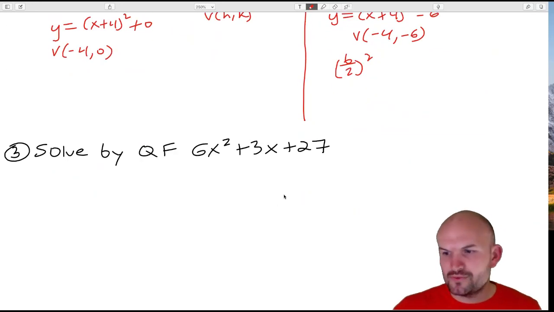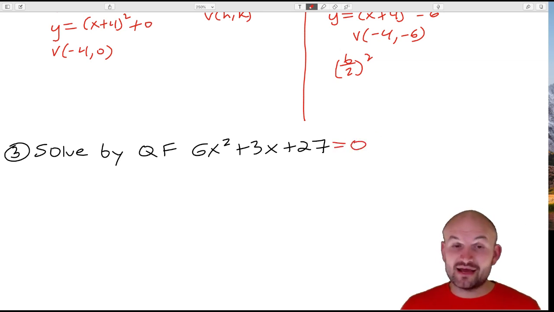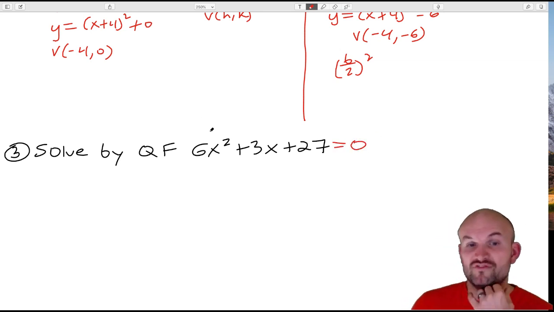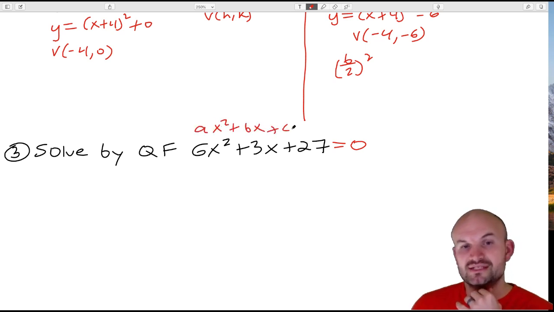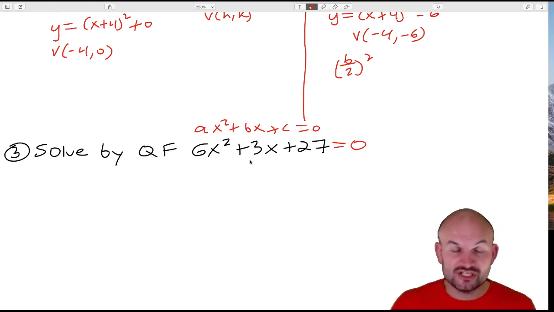All right, so the next one here is 6x squared plus 3x plus 27, and the student asked me to solve, so I guess I should write an equation. So we're going to set this equal to 0. Now again, remember, if we're going to solve via the quadratic formula, we have to have ax squared plus bx plus c equal to 0. Just like if we're solving by factoring, we want to have the equation set equal to 0.